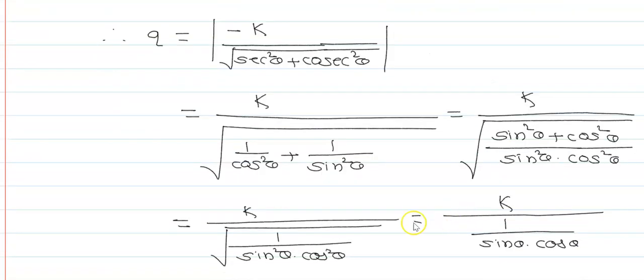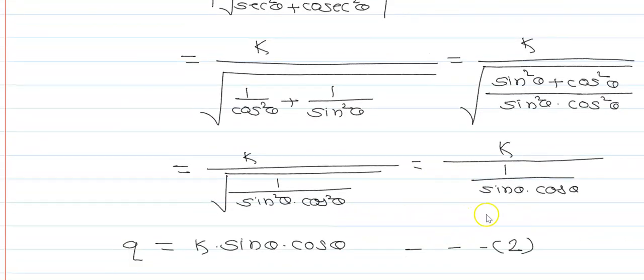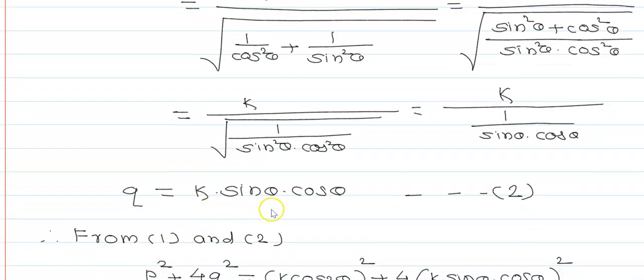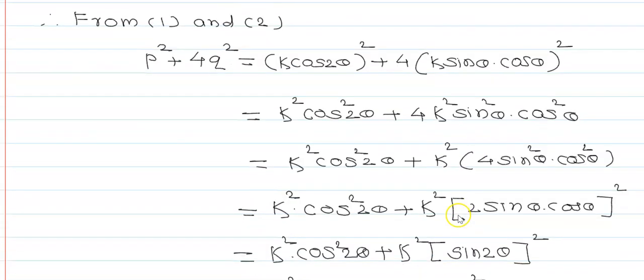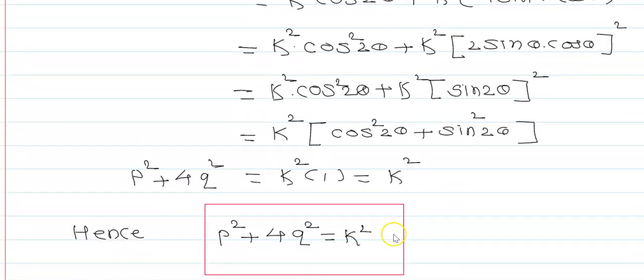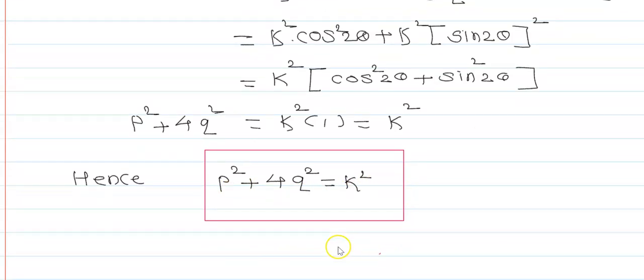Next, Q is the perpendicular from the origin to this line. You will get here, after simplification, this simplification is very important, Q is equal to K sin theta into cos theta. Then substitute the values. You want to prove that P square plus 4Q square is equal to K square, so substitute the values of P and Q and simplify it. Then you will get the required proof, that is P square plus 4Q square is equal to K square. Now we'll see the next example.